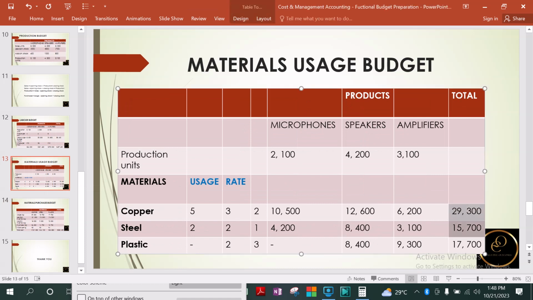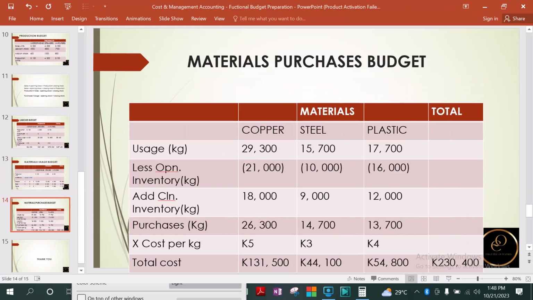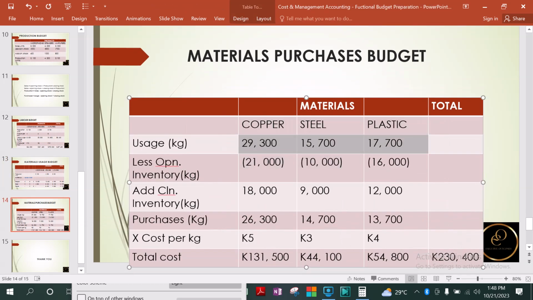For copper, we intend to use 29,300 kgs. For steel, we intend to use 15,700 kgs. Plastic, we intend to use 17,700 kgs. So we bring them here: 29,300 for copper, 15,700 for steel, 17,700 for plastic.